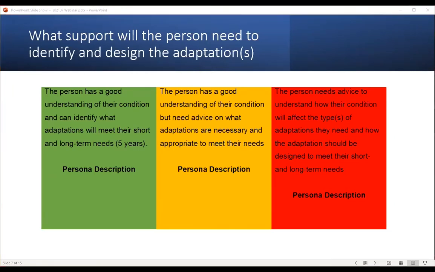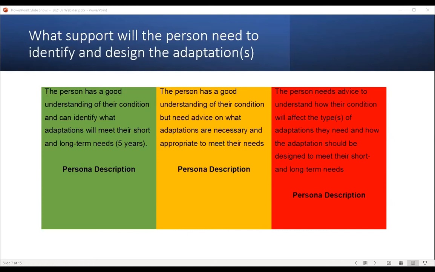So somebody that might need a more targeted approach is the person who has a really good understanding of their condition, but might need advice on what adaptations are necessary and appropriate to meet their needs. And then perhaps where there's a bit of a red flag, where we might need more of an OT input, is where the person needs advice to understand how their condition will affect the types of adaptations they need and how the adaptations should be designed to meet their short and long-term needs.